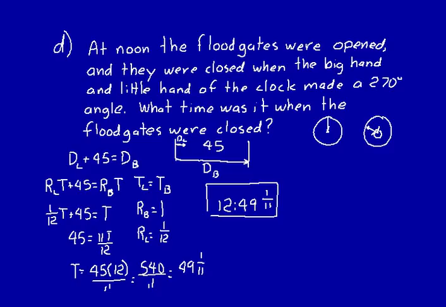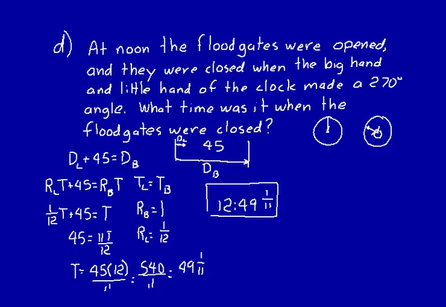So think about it. Does that make sense? Well, when the big hand and the little hand are at a 270-degree angle, that would be 45 minutes apart, or 12:45, but that little hand has moved some as well, so we have to add that in to our 45 minutes apart, and that makes sense that our answer is a little bit bigger than 12:45.